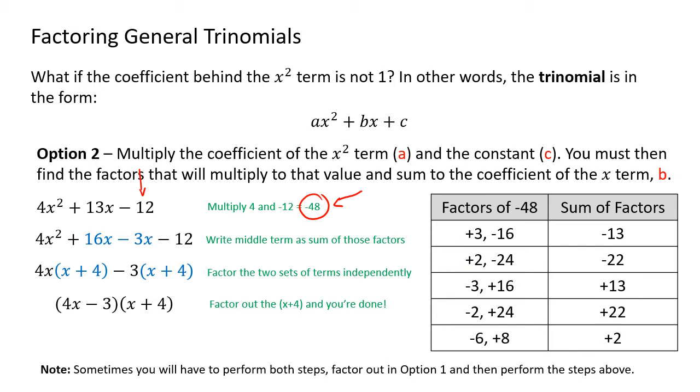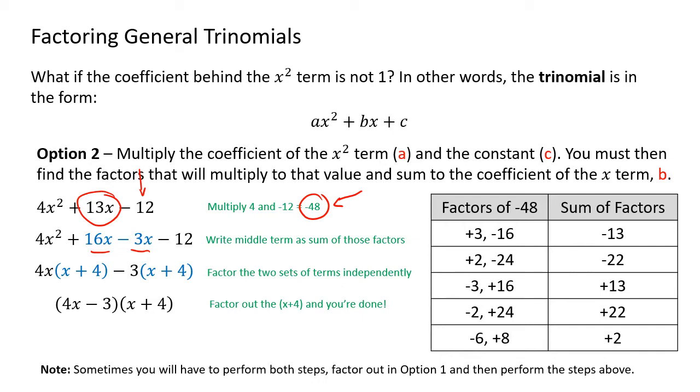Now, instead of simply putting those in brackets, what you do is you actually write them out in the equation. So you replace 13x with the two factors, plus 16x and minus 3x. You can see that by adding those two together, you would arrive at the original 13x. So it's the same thing, I'm just writing it in a different form.